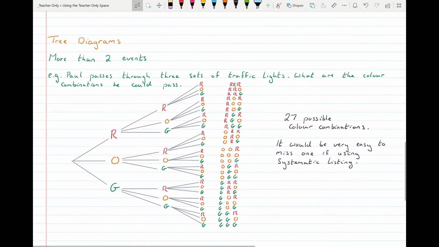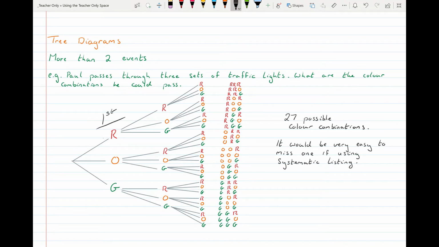So these are really useful for when you have more than 2 events. Here in my example, Paul passes through 3 sets of traffic lights. What are the color combinations he could pass? If it's 3 sets, that means we can't use a two-way table, so we need to go to a tree diagram.